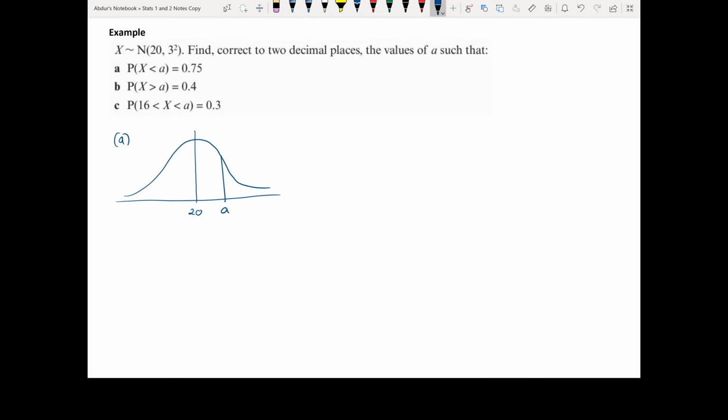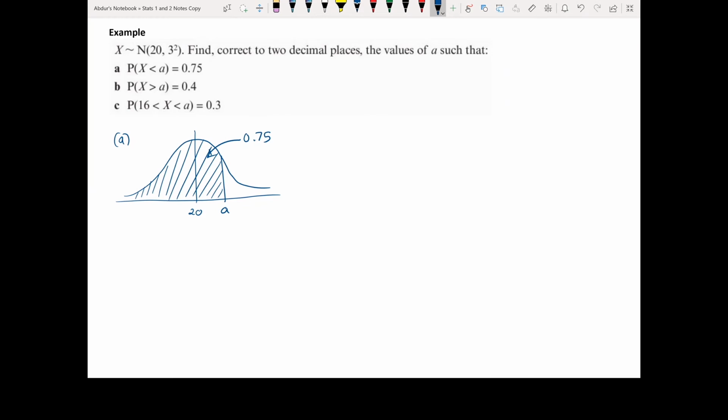And the probability of x less than a, i.e. everything to the left-hand side of it, this area here, is equal to 0.75. So I'll just make a note here. This area is 0.75. So here we want to use our inverse normal function on the calculator. So go to our calculator and we want to choose inverse normal.